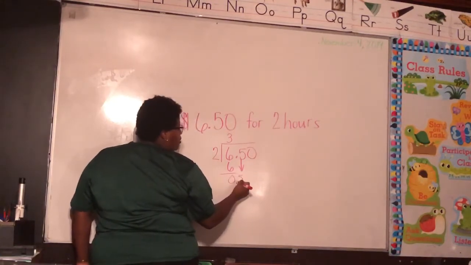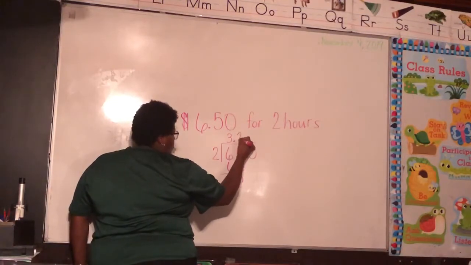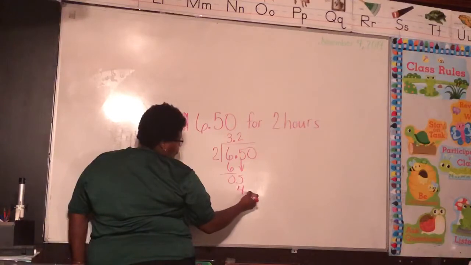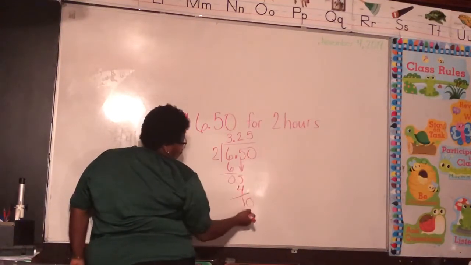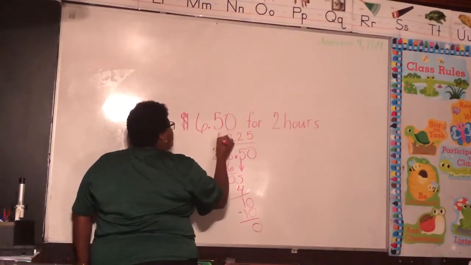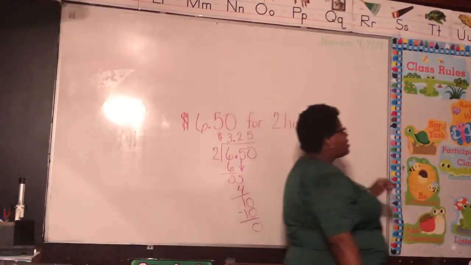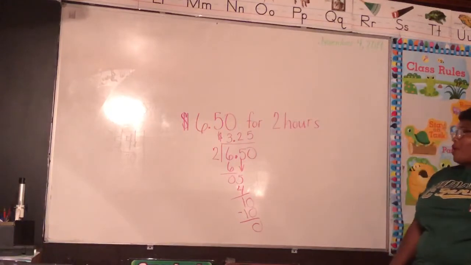And I'm doing this so you can see what I'm doing. See? I forgot to do that. So it costs $3.25 per hour. So you guys be careful because those are going to be on your test. Word problems.